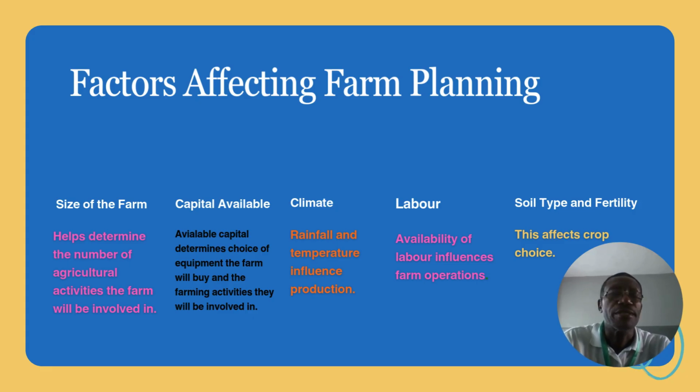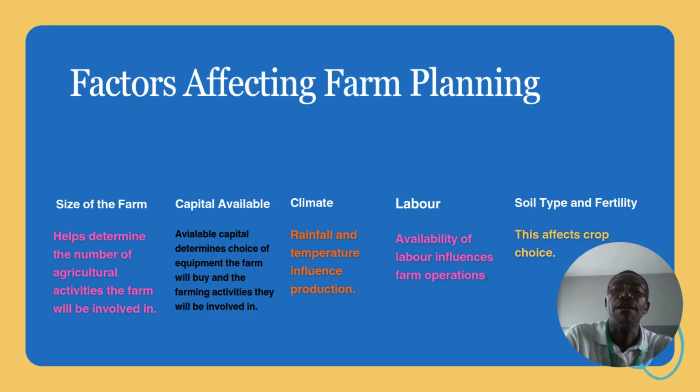Then the climate. Do you have enough rain? If there is not enough rain, you have to plan towards providing irrigation for your farm. Is the temperature suitable for the type of crops you want to cultivate? If not, you make provision for a greenhouse.